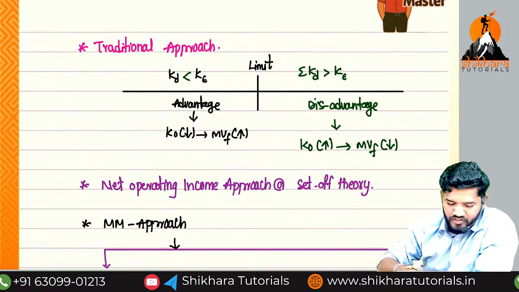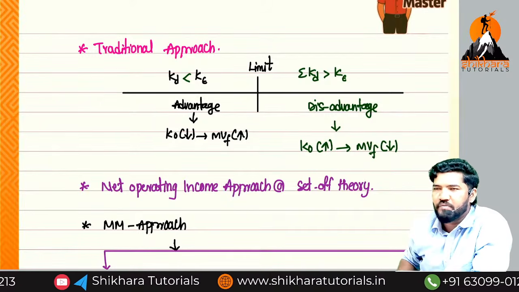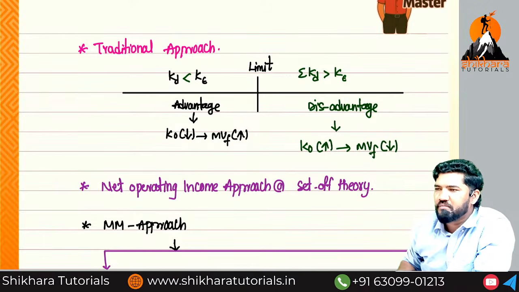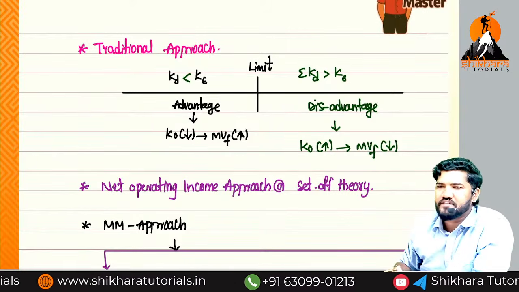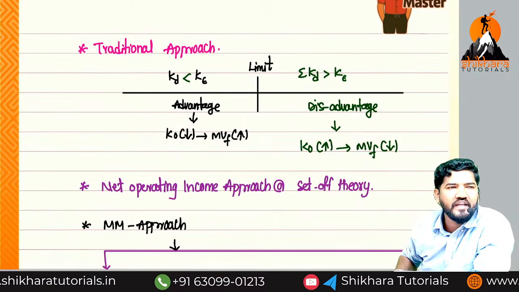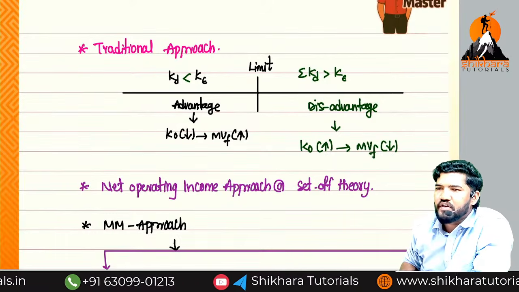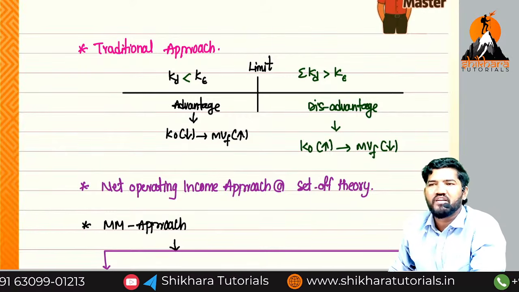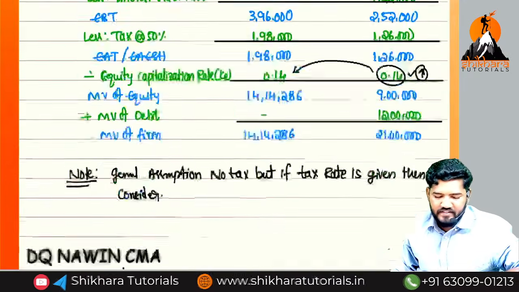See the chart here. Before the limit, advantages; after the limit, disadvantages. Before the limit, debt is a cheaper fund, due to that KO decreases, and because KO decreases, market value of the firm increases. After the limit crosses, the summation of KD I used, the accumulated KD, increases the KO. If KO increases, market value of the firm decreases. That is the concept set by the traditional approach. These are all just for MCQ purpose, not for calculation purpose. For calculation purpose, I said these two logics.